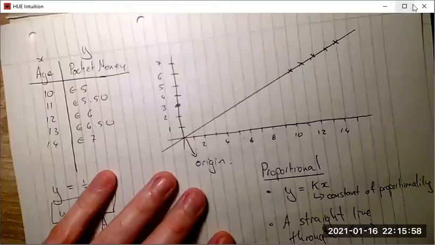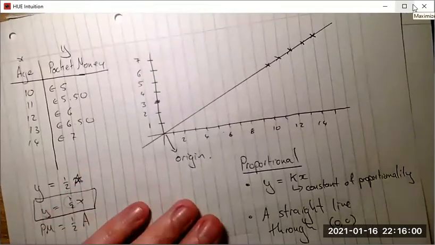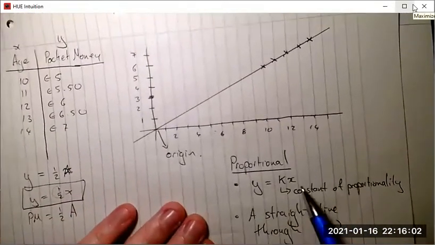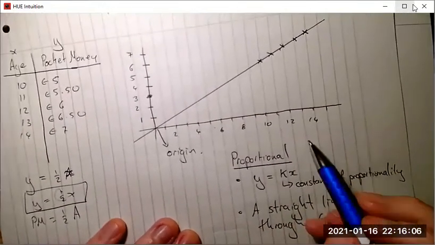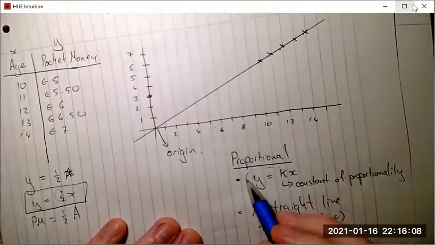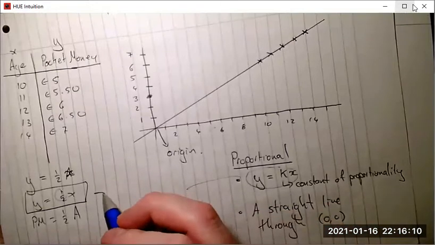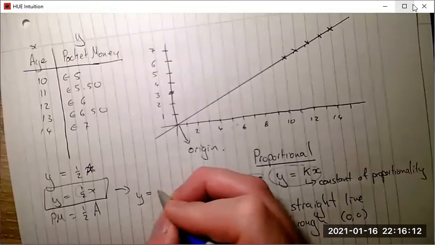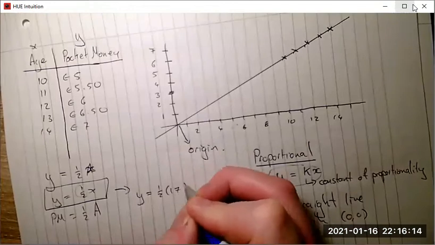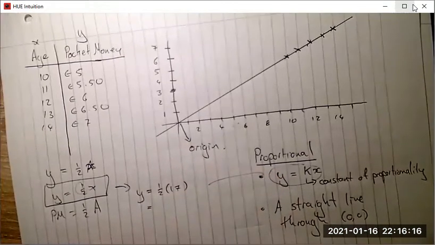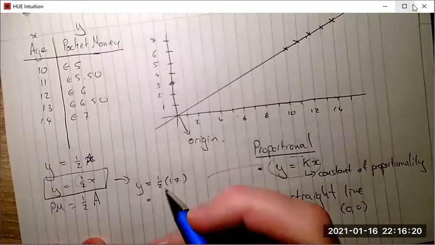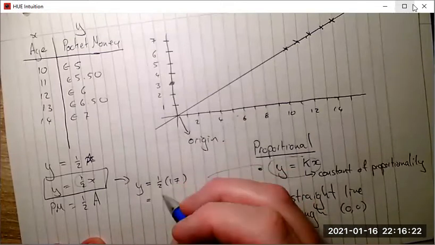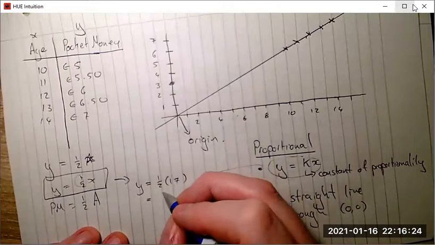Okay. One of the things you can do then is use that to predict, well, what happens, for example, if you have a 17-year-old, how much pocket money will they get? Well, according to our rule, y will be one half of 17, the age you plug in. So you can make predictions once you have a rule like this, a proportionality rule. What's half 17? €8.50.